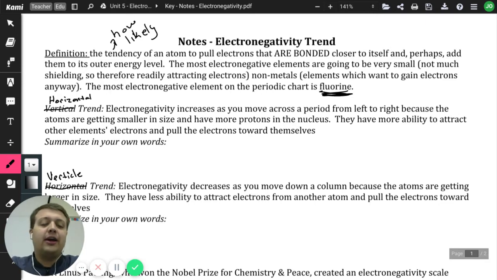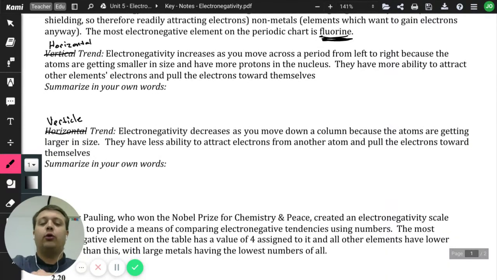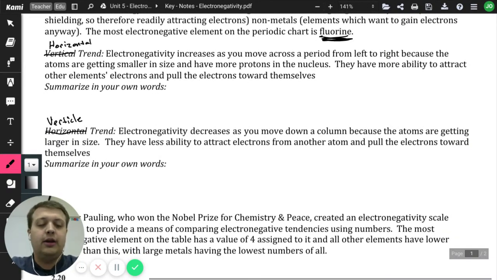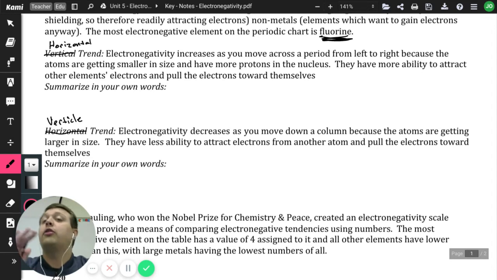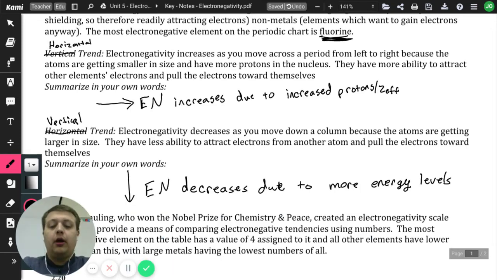Okay, so that's kind of your general trends. What I want y'all to do is quickly summarize the horizontal and vertical trends. I misspelled vertical. That's nice. But I want y'all to summarize those two trends real quick in your own words. So pause your video, summarize those trends, and then we'll quickly go over what I write for my summary. All right? Okay, so hopefully y'all paused it, but here is kind of my general summary.